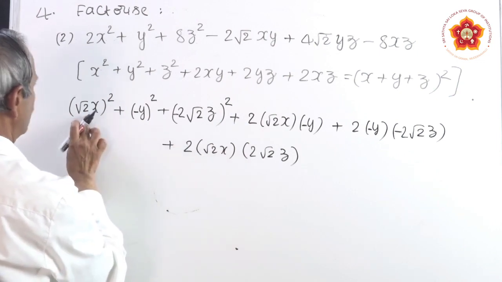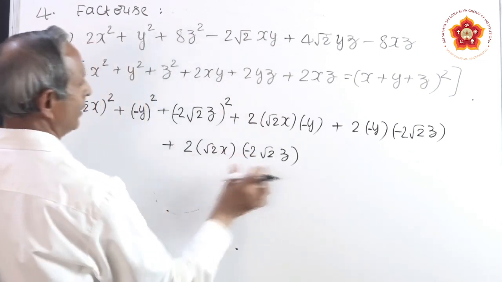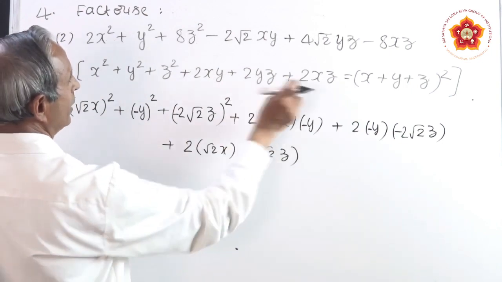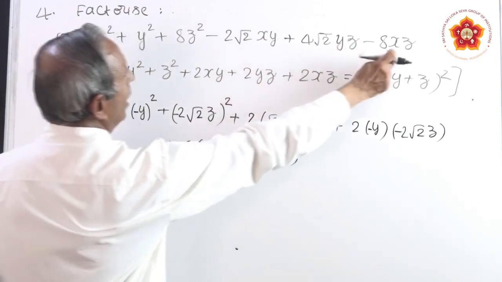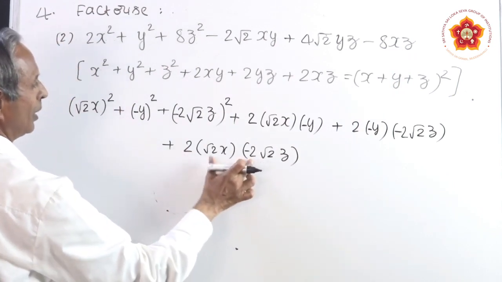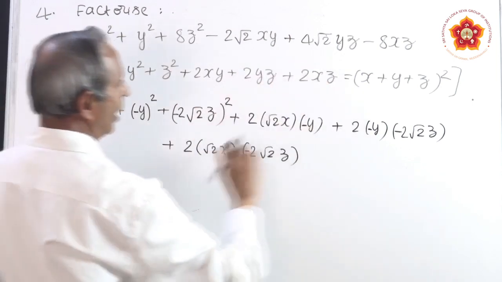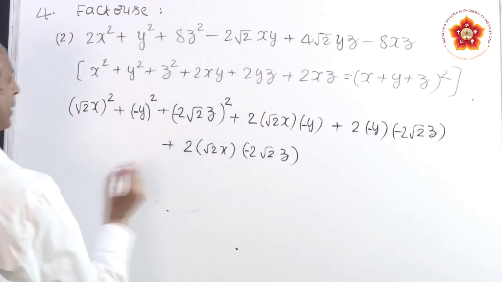Here first term is root 2x. Next last term is minus is there, put minus here. Now verify, you will get the same answer as the last one, minus 8xz. Multiply 2 into 2, 4, root 2 into root 2, 2, 4 2s are 8, sign will be negative. Therefore all are okay now. Now you have to write the answer only.